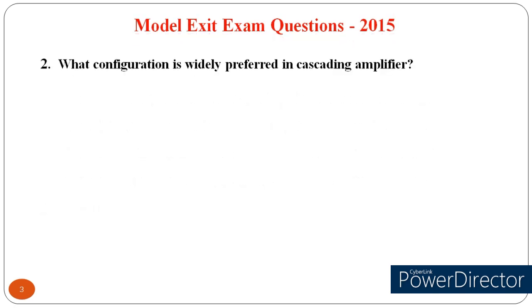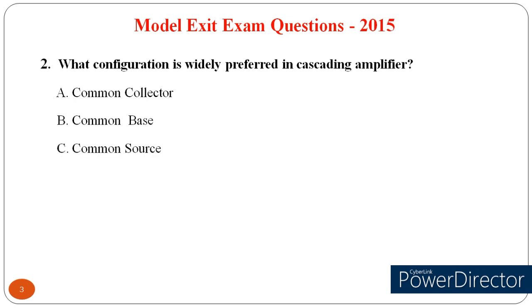Second question: what configuration is widely preferred in cascading amplifier? A, common emitter; B, common base; C, common source; D, common emitter. In cascading amplifier, two configurations are most commonly used: common emitter and common base.